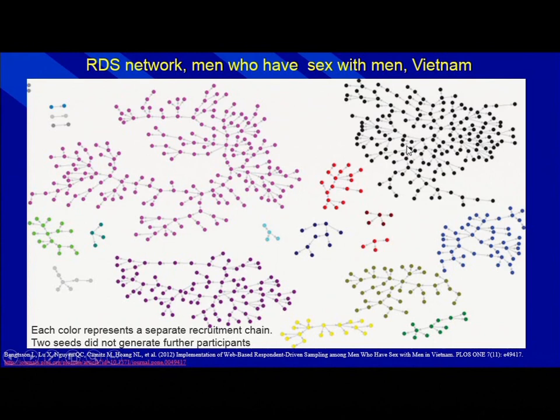This is a computer-generated referral graph, and the different colors are actually different networks from different seeds. And there are also 2 seeds that actually don't produce anybody and live in the top left corner.